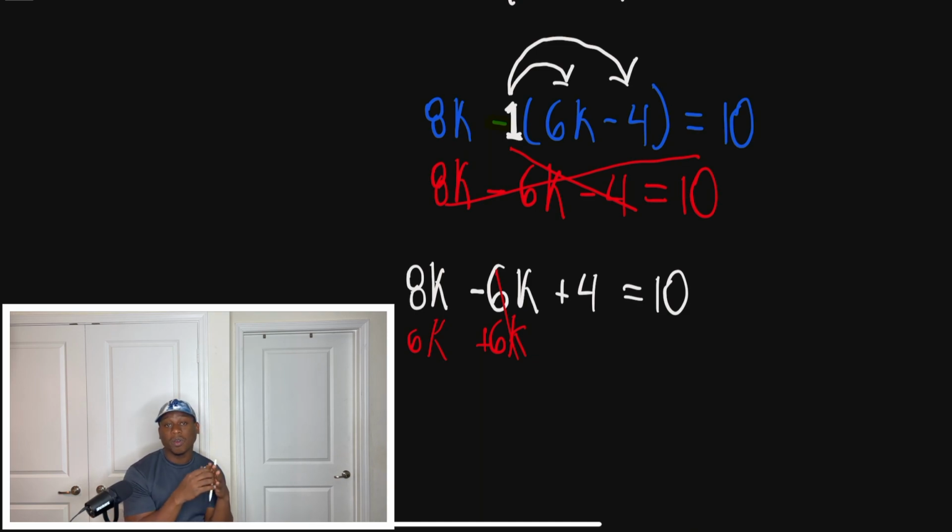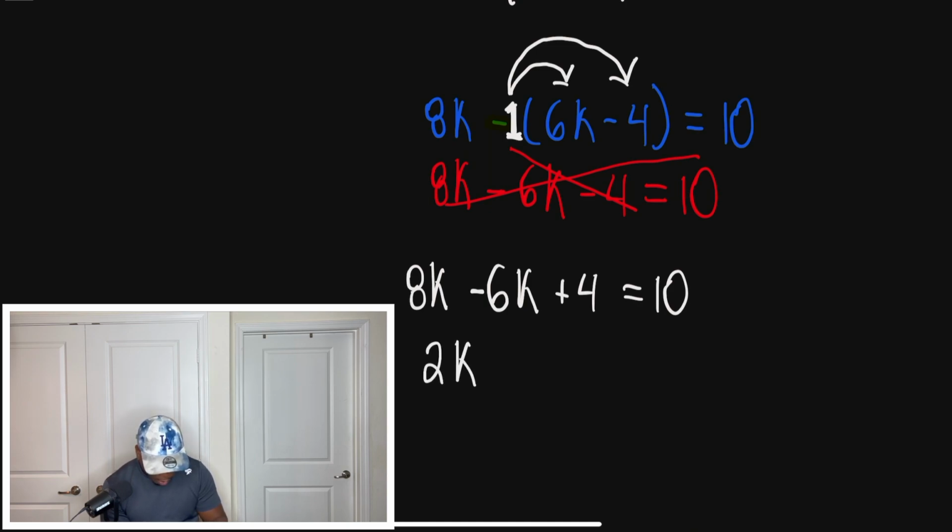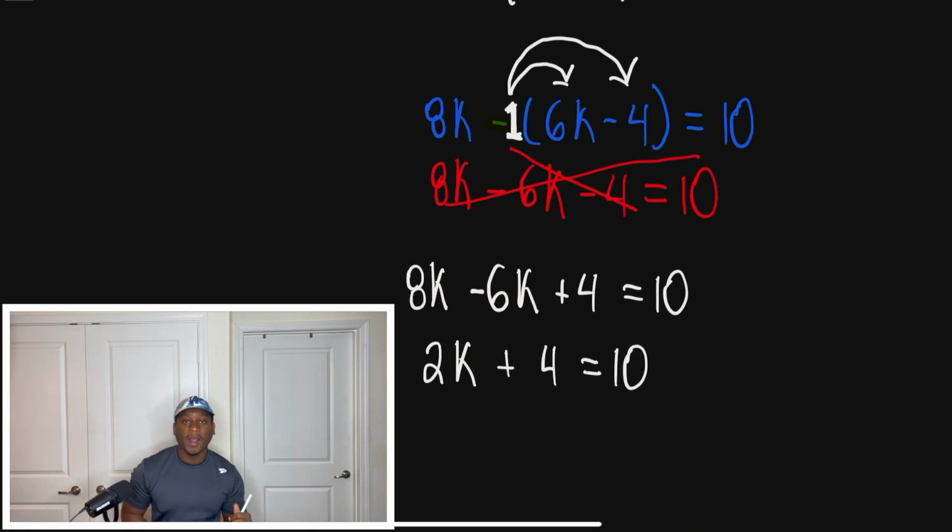When the like terms are on the same side of the equation, we're going to basically combine them by adding or subtracting straight up. So I'm going to erase this 6k, and the correct thing to do, right? Since it's on the same side, we're just going to do 8 minus 6. So as we simplify, we're going to have 2k plus 4 is equal to 10. All right. And now we're almost done.